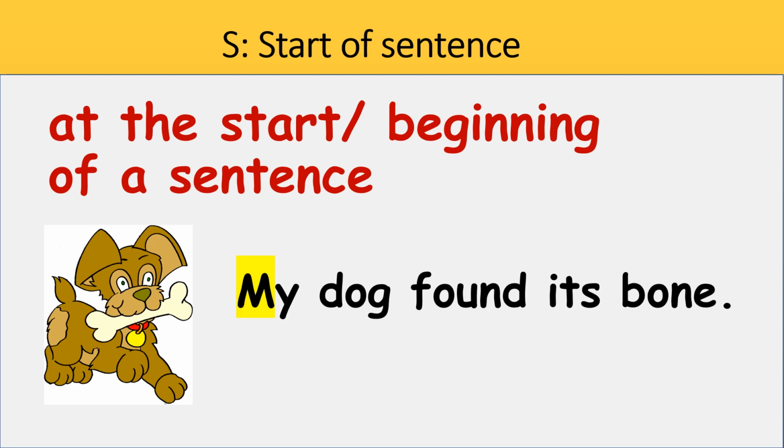S. Start of sentence. Whenever we write a new sentence, we always start it with a capital letter. For example, My dog found its bone. Here, the sentence starts with M, that is why it must be capital.